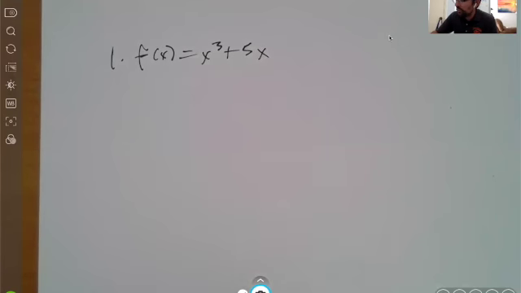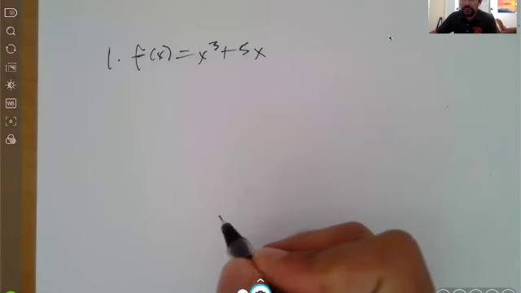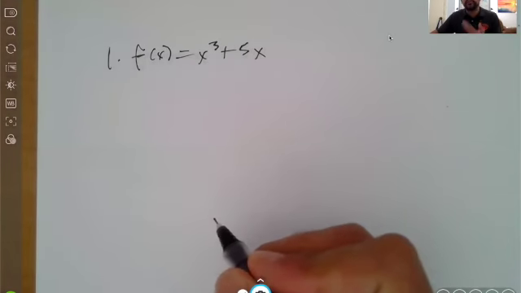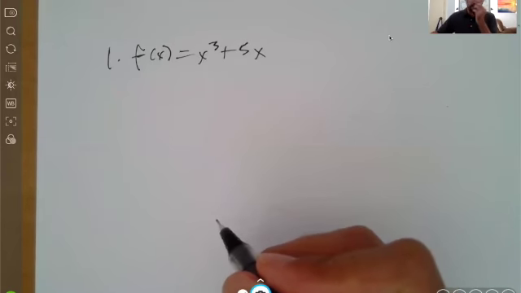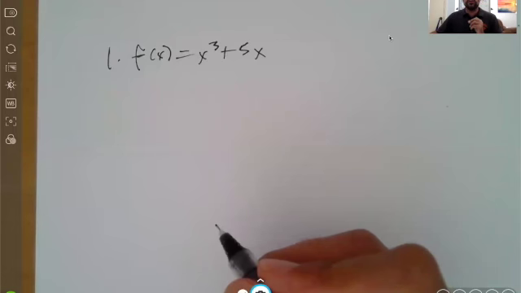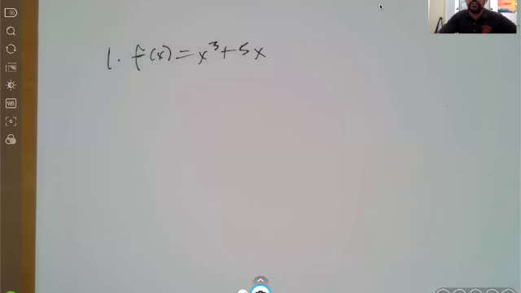But what we want to do here is find the number of zeros and identify what they are by setting equal to 0 and then factoring. And then we want to identify the real from the complex zeros. Okay, so let's go ahead and begin.